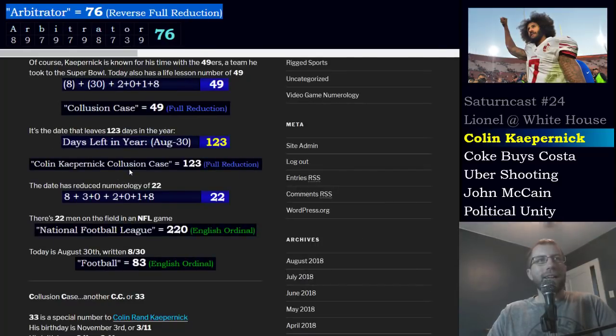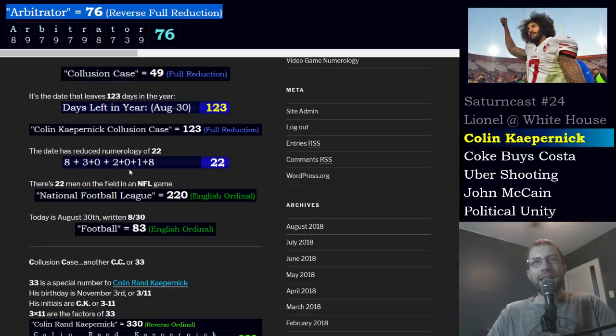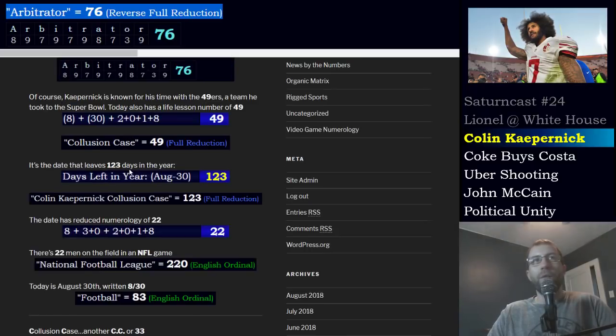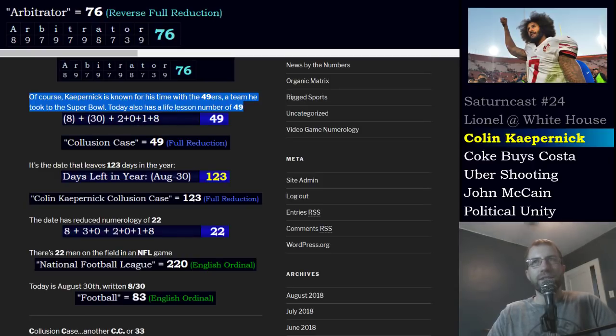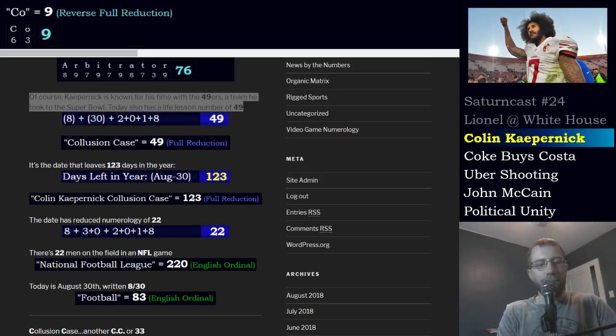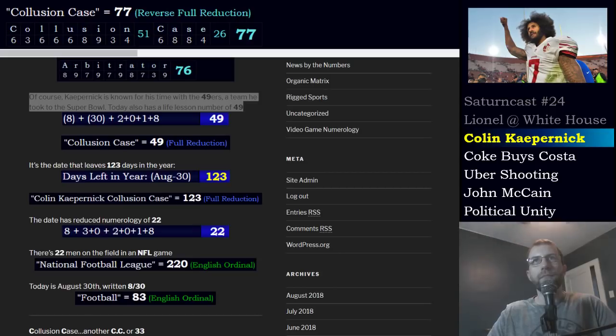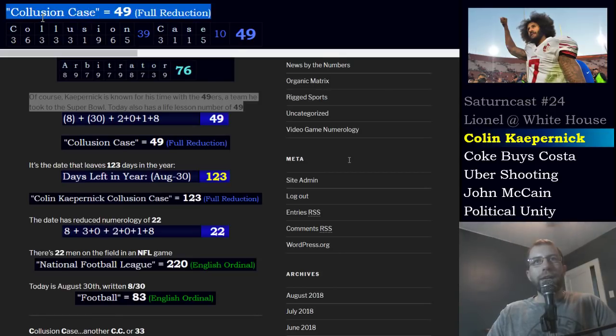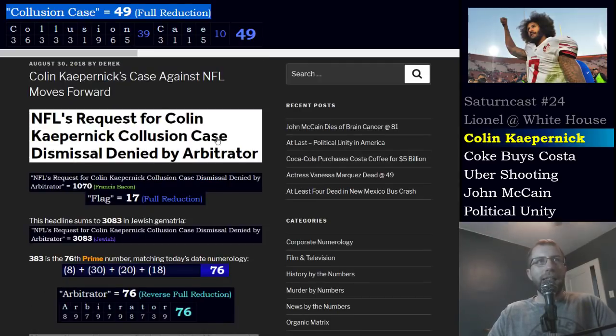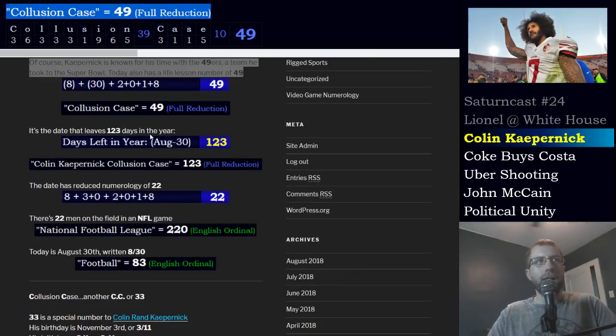But think about the team that Colin Kaepernick played for. His team was the San Francisco 49ers. Appropriately, this date also had a life lesson number of 49. This is the same date calculation method, but with the year reduced to single digits. Playing for the 49ers, we get news from Kaepernick on a date with 49 numerology. In standard reduction, the term collusion case also equals 49, and that's the type of case that he is trying to move forward against the NFL.